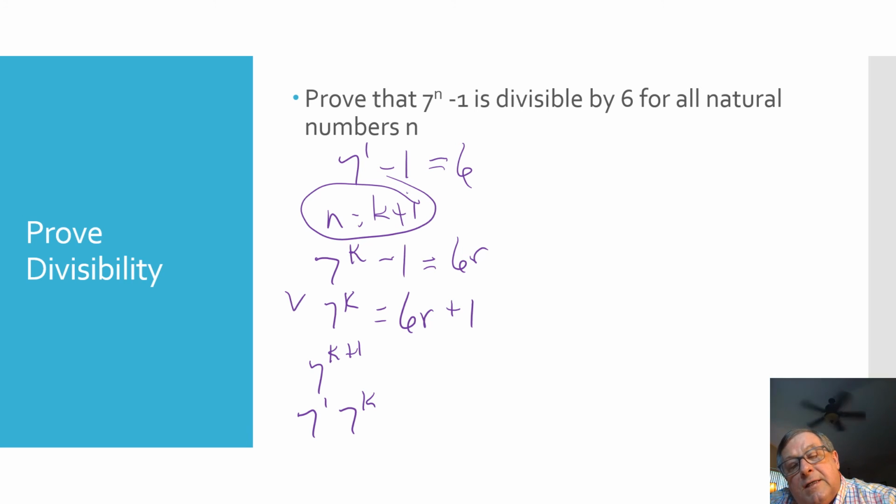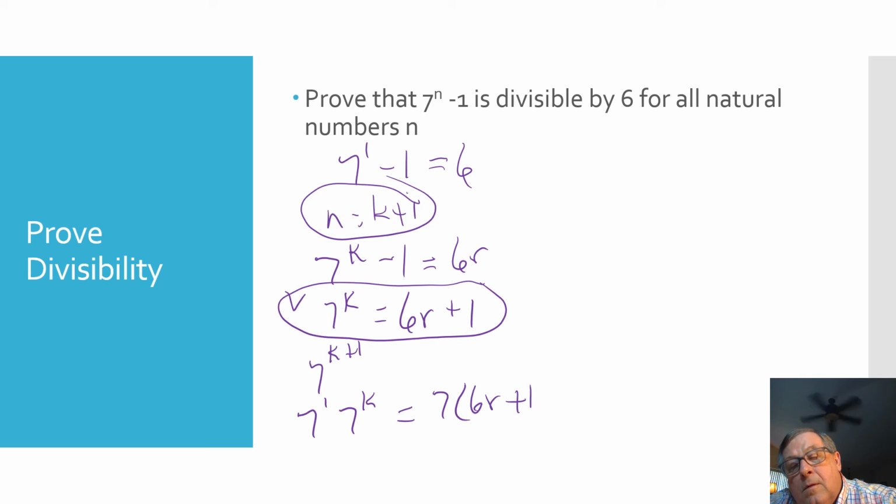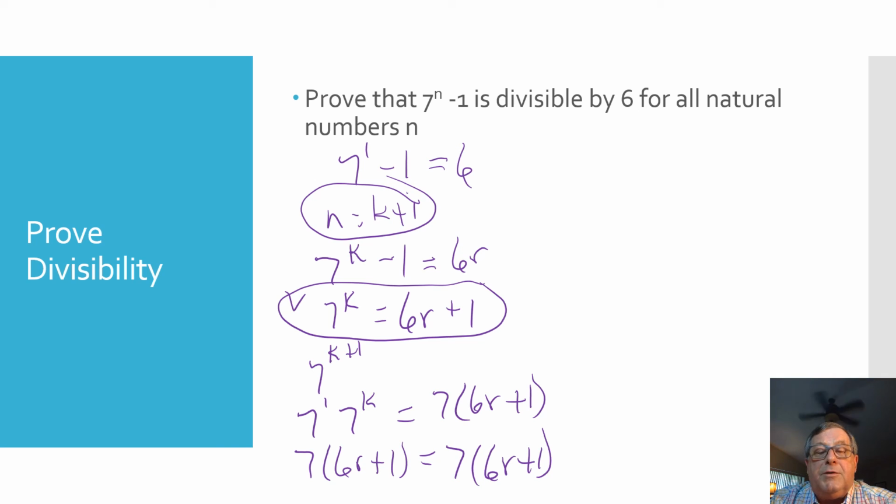Well, so let's just set this up. If I multiply this part by 7 on the left-hand side, then I've got to multiply the right side by 7. And then I ask the question, well, what did we say 7^k was equal to? Well, 7^k is equal to 6r plus 1. So I got 7 times 7^k equals 7 times (6r plus 1). Well, certainly we know that to be true.